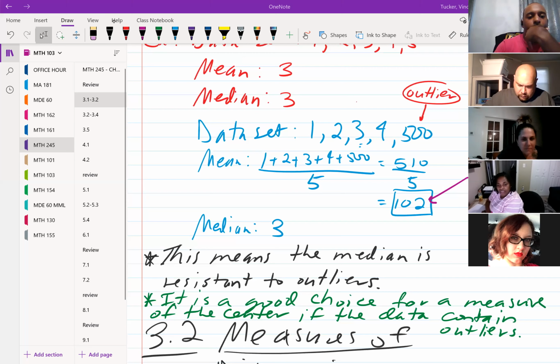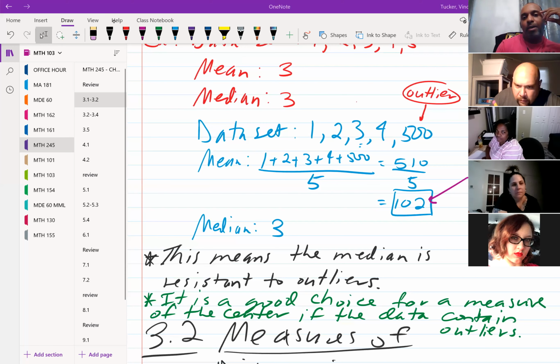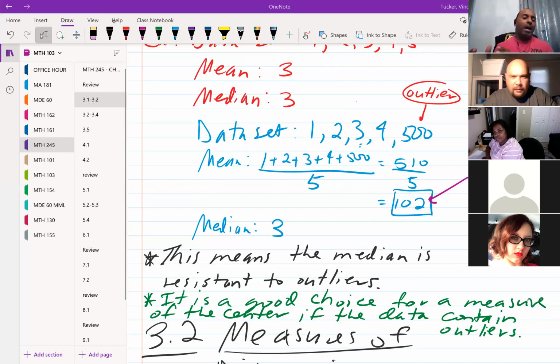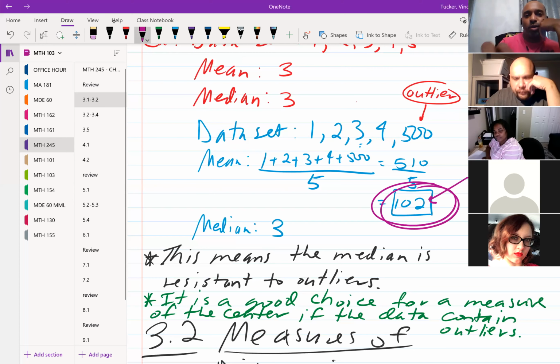I have one question. Is it possible for something to be unresistant? Well, the mean is not resistant because the outlier did affect the mean. So it's basically, will the outlier affect it or will the outlier not affect it? The outlier did affect our mean. Remember, our mean did change to 102.